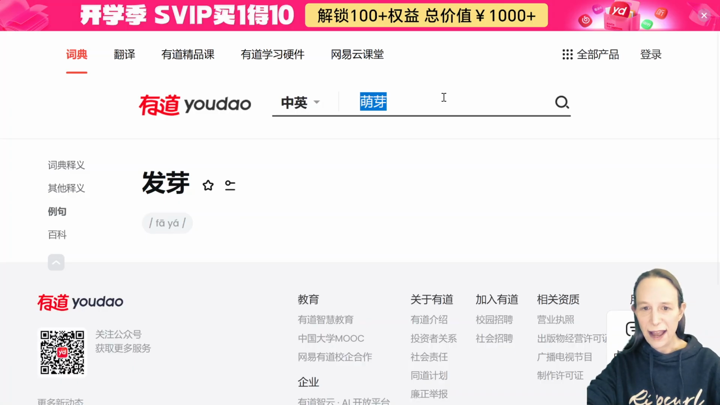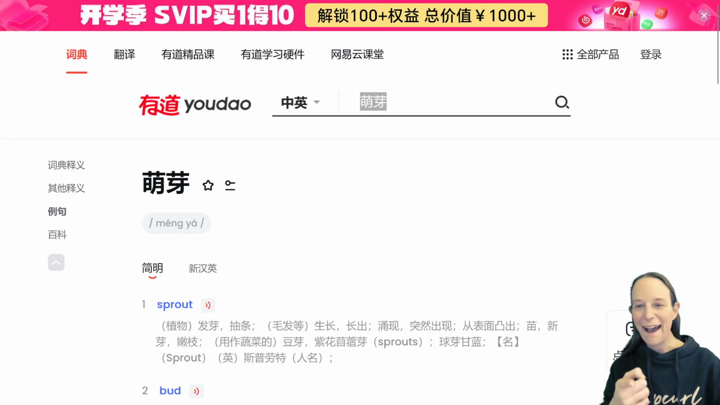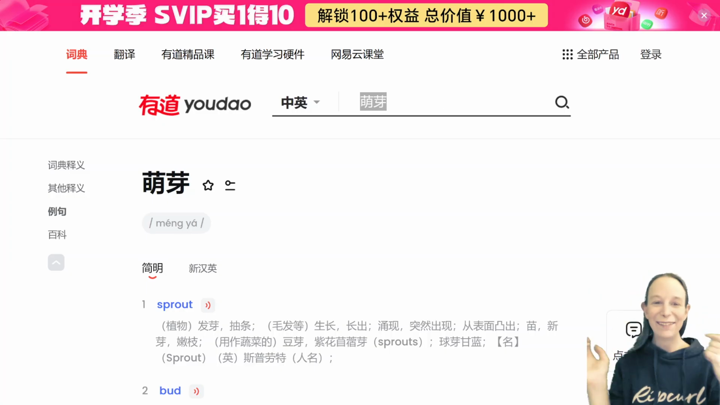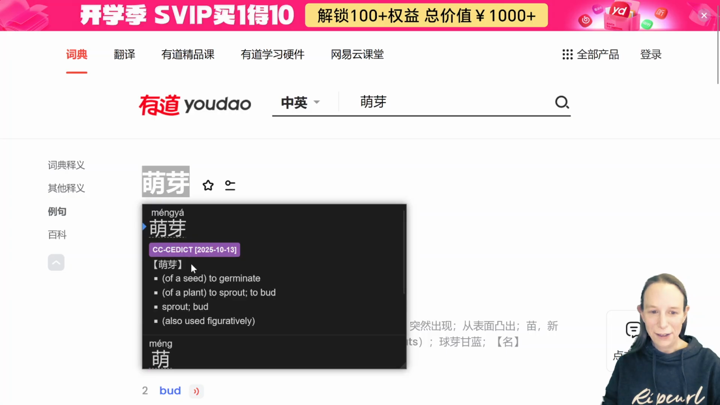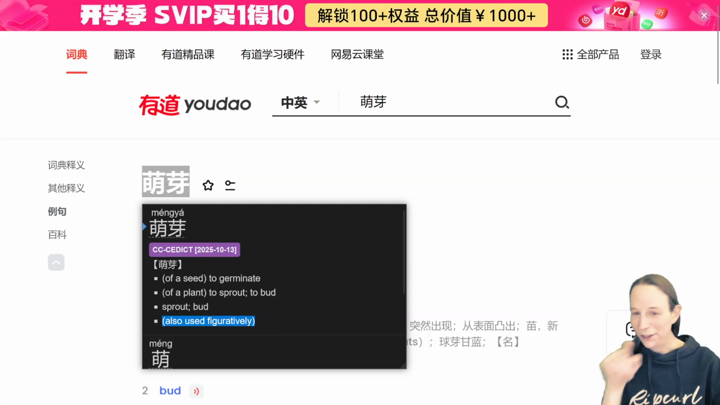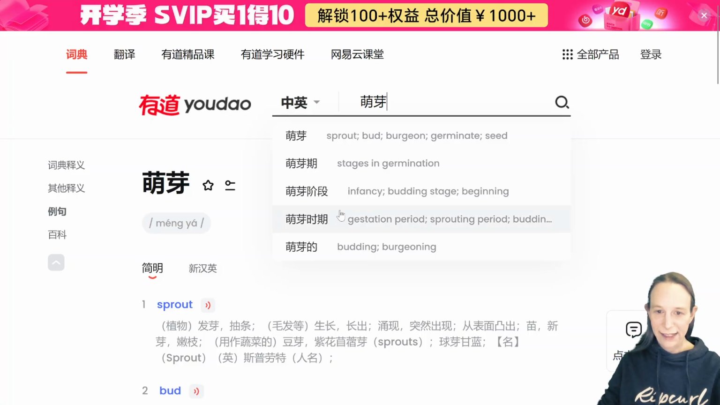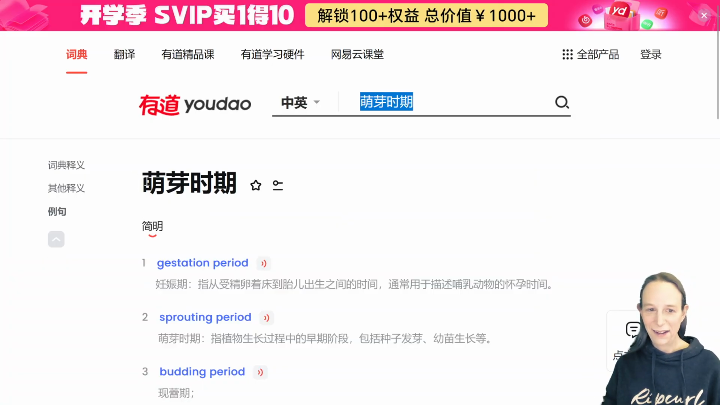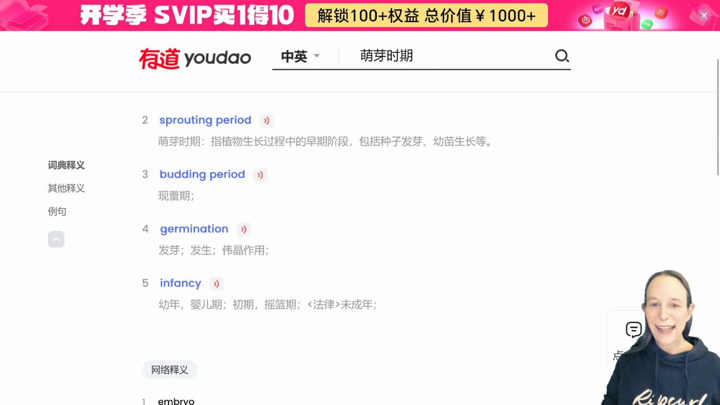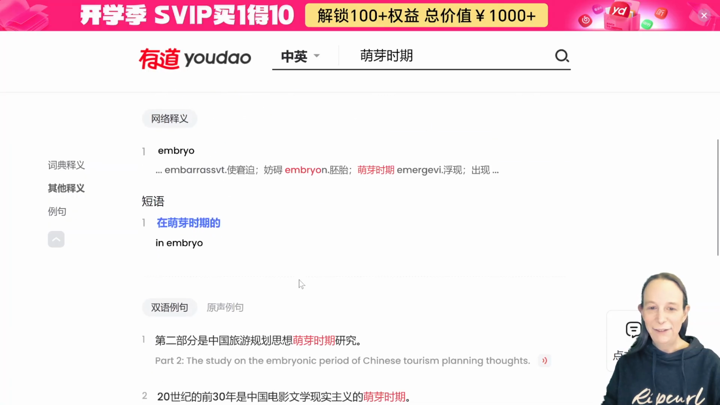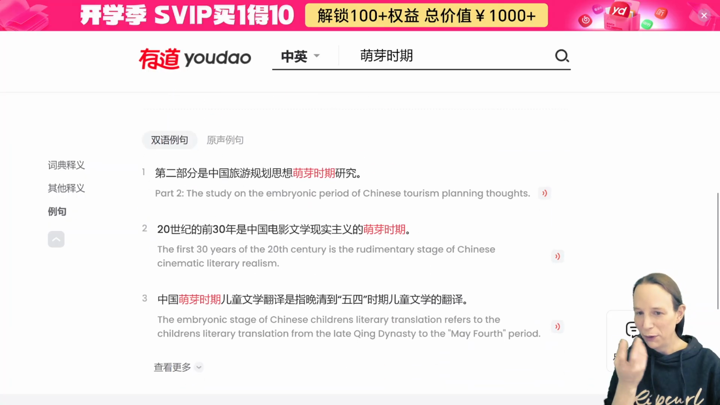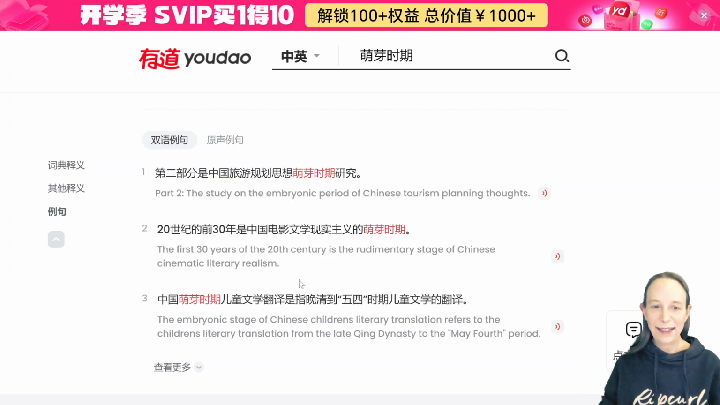What's this one? Meng ya. Oh yeah, this one, meng ya. I had to think about that. But yeah, meng ya also means to sprout, but I almost always see it used figuratively. Literally it's the sprouting period, right? But it's like still in its infancy. So you talk about it like a research project or something in that ballpark. It's still in its infancy. Don't worry about it.